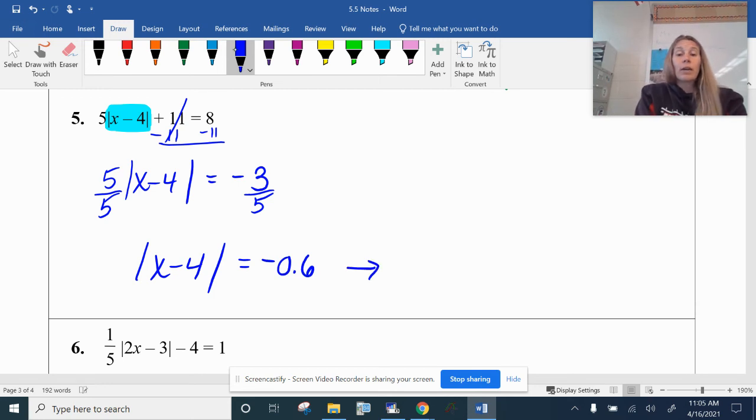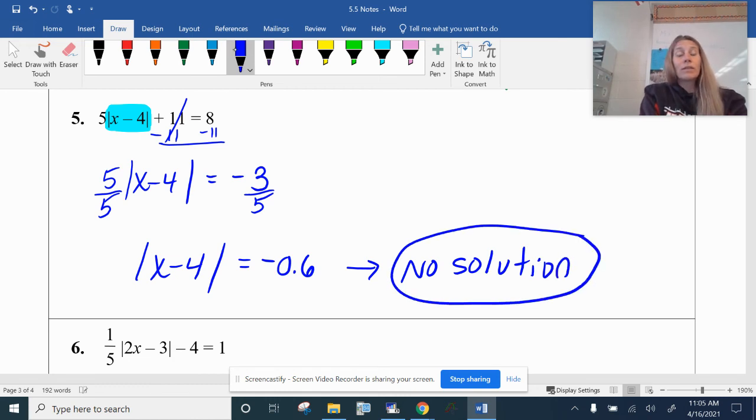This tells me that there is no solution to this problem, because whatever the distance of this x minus 4 is away from 0, it can't be negative, because there's no such thing as a negative distance.